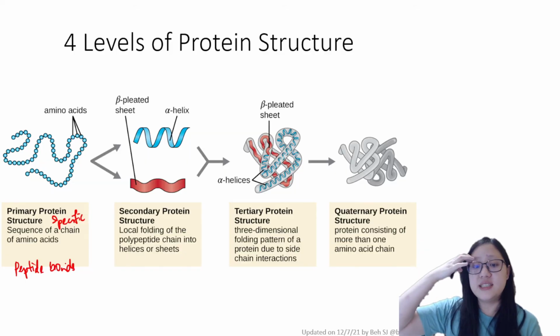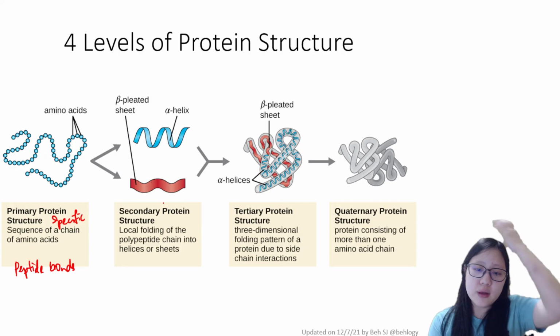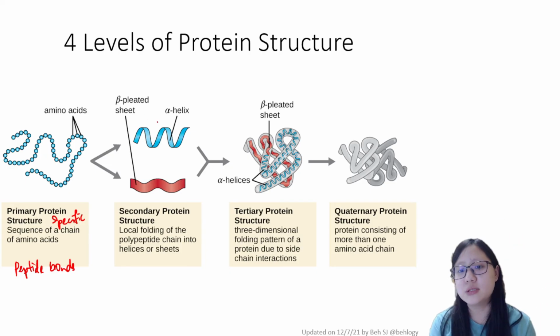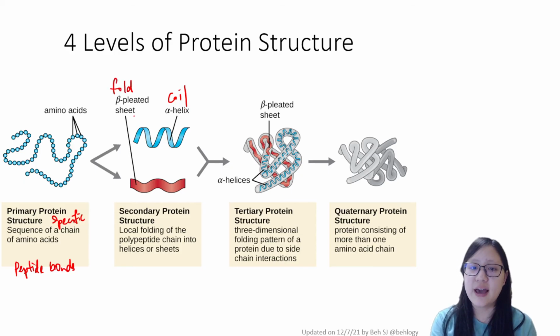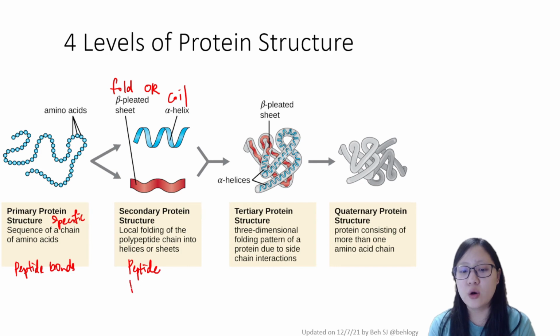Now, how about secondary protein structure? This could be in two forms. It could be coiling as an alpha helix or folding as a beta pleated sheet. Either coil or fold, so either alpha helix or beta pleated sheet. And in this level of structure, peptide bonds are present and also hydrogen bonds.